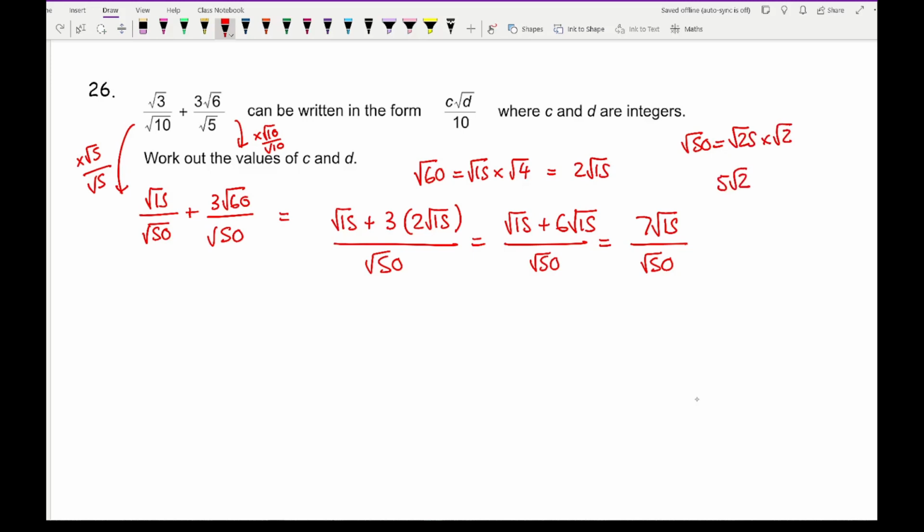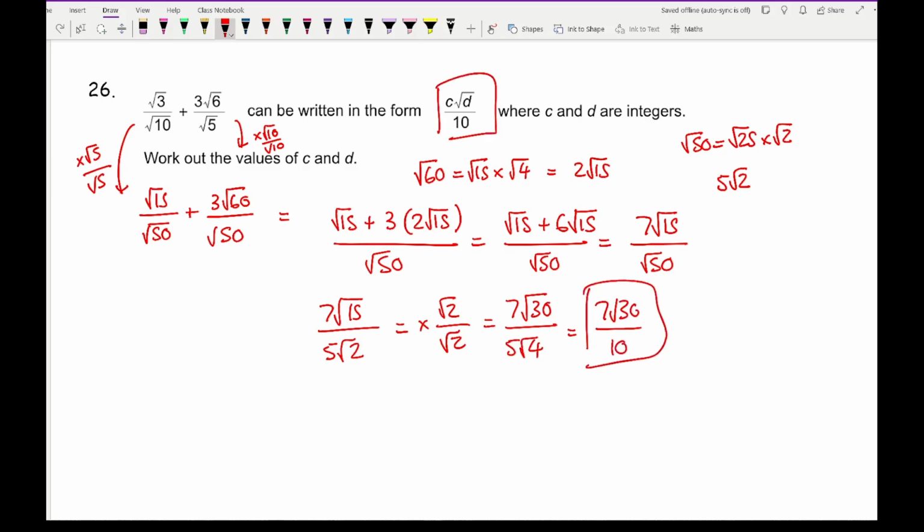So from this, we've got 7 root 15 over 5 root 2, and I feel as if this question is going to go on forever, and I'm sure there's a quicker way of doing this. So from this, we multiply both the top and the bottom by root 2. And so what we get is 7 root 30 over 5 root 4, which is 7 root 30 over 10. And that is the form that we're wanting. So here we've got C equals 7 and D equals 30, and we can't simplify root 30, so that is our final answer.